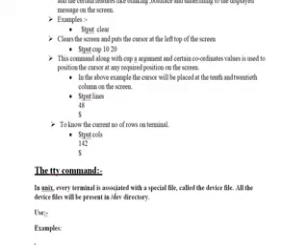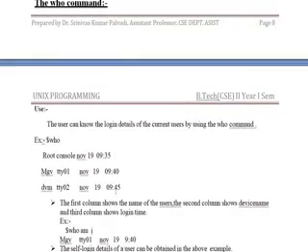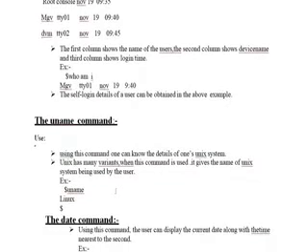Next, tty is a command used to know what device files are there in your computer system. Next, uname. Uname is a command which you can use to know the list of usernames which are present in your Unix operating system.